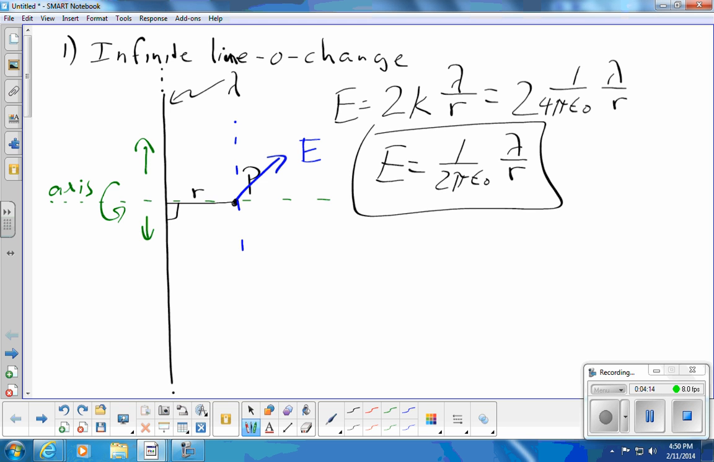And the symmetry of the situation doesn't allow that. So therefore, the field has to have no component along that blue line. And I'm just going to get rid of that field, and I will draw the correct field. It has to be pointing directly away from.